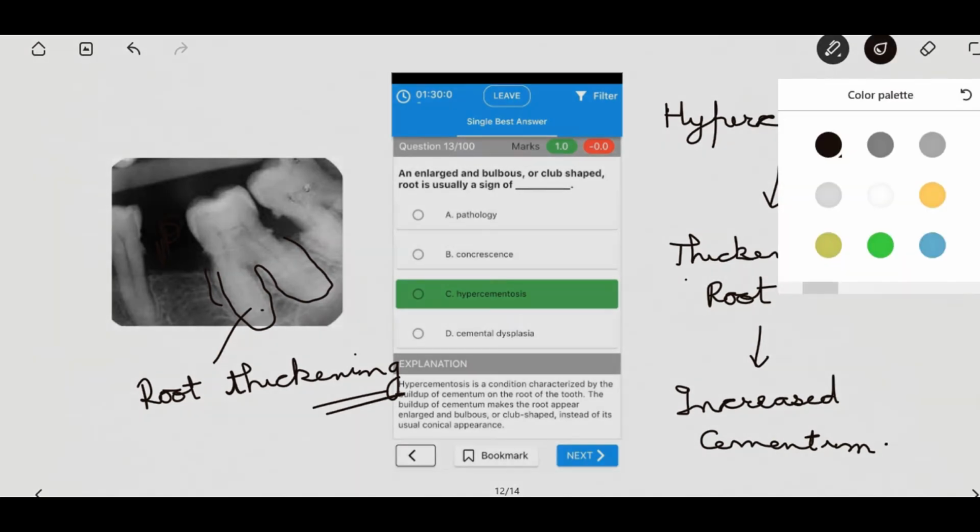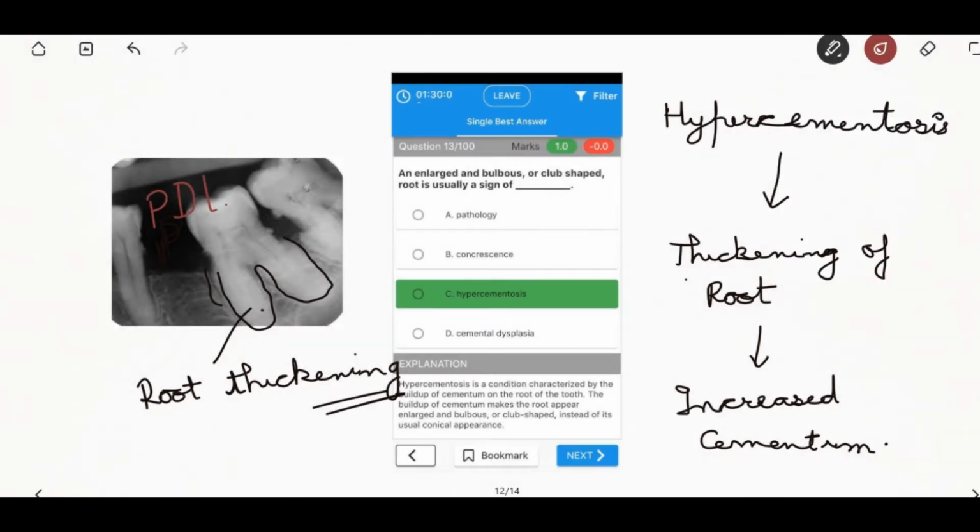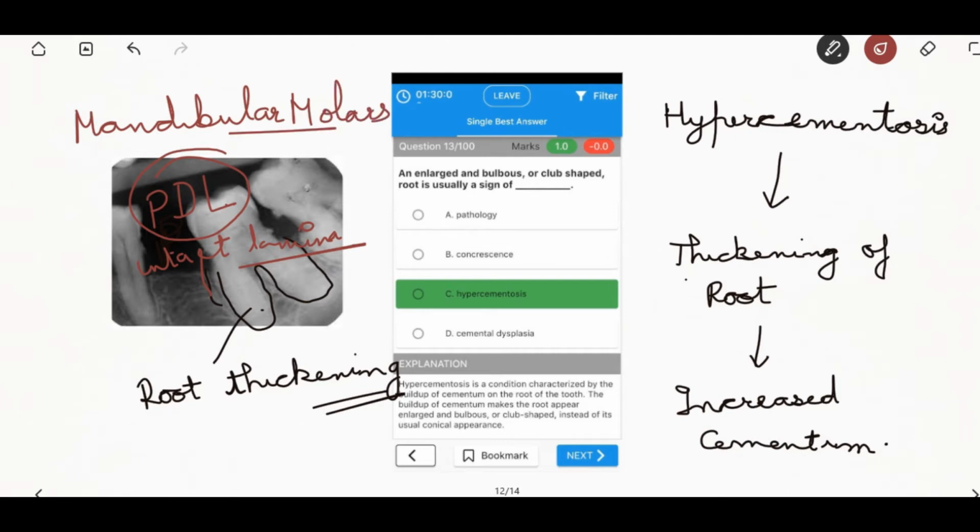In this figure, you can see this root is thickened. The enlarged root is surrounded by radiolucent periodontal ligament space and the intact lamina dura. Which teeth are more commonly affected in hypercementosis? It's the mandibular molars that are affected most frequently, followed by mandibular and maxillary second premolars, and mandibular first premolars. Hypercementosis occurs predominantly in adulthood, and the frequency increases with age.